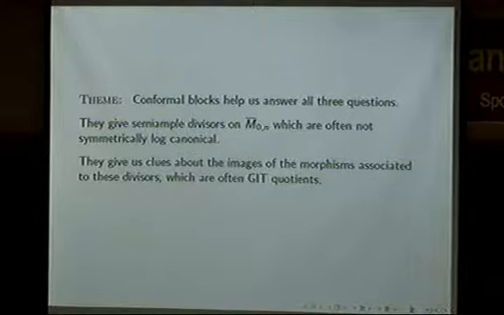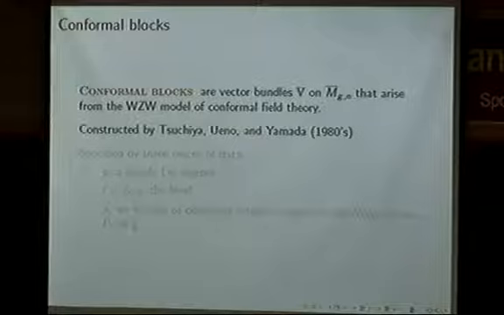Okay, so in the next part of my talk, I'd like to tell you a little bit more about conformal blocks. I'll outline the construction and some of their main properties. So, when I say the words conformal blocks, what I mean are vector bundles on the moduli space of curves MgN bar that arise from a certain model of conformal field theory called the Wess-Zumino-Witten model. These were originally constructed by Tsuchiya, Ueno, and Yamada in the 80s.